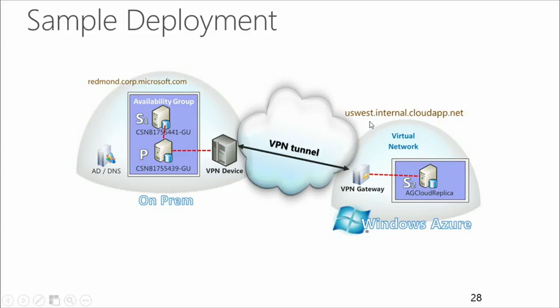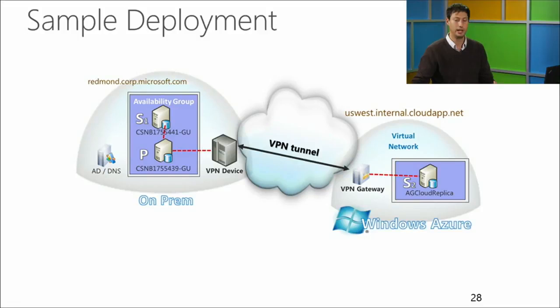Something that you'll notice is that machines in the cloud have a different DNS suffix than the one I have on-premise, and that's how you can distinguish them. On-premise, I'll have my redmond.corp.microsoft domain, whereas in the cloud, I'll have something like US West, or the different regions where I put it, and then cloudapp.net, etc.